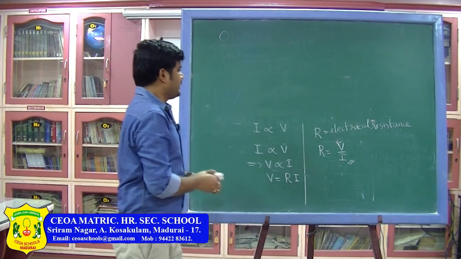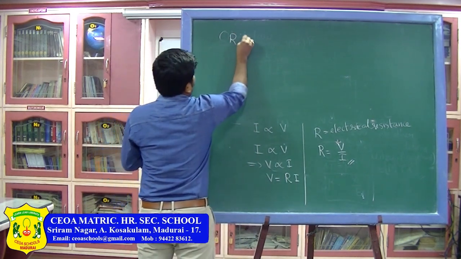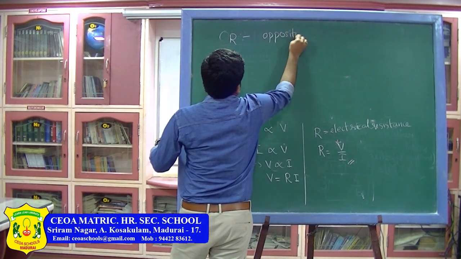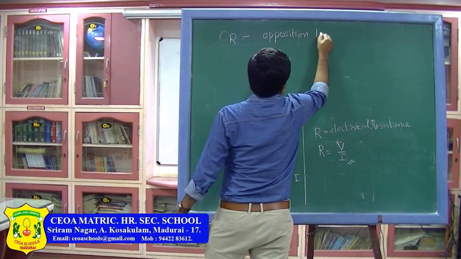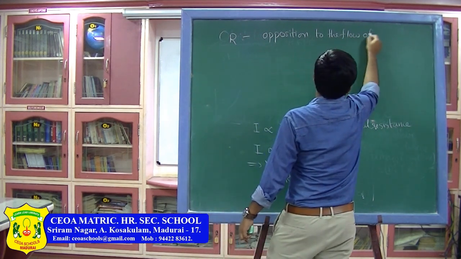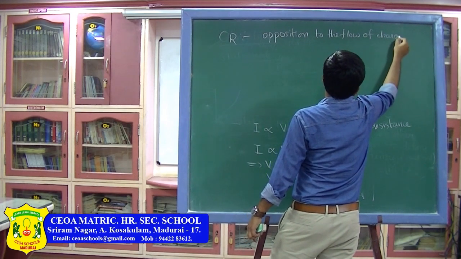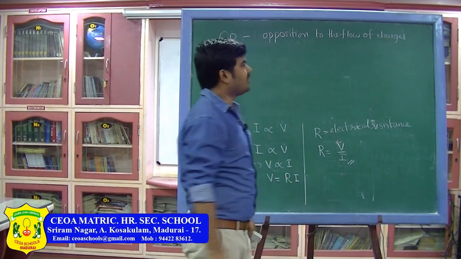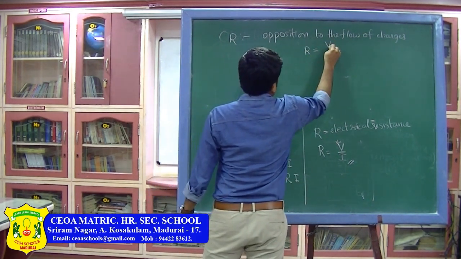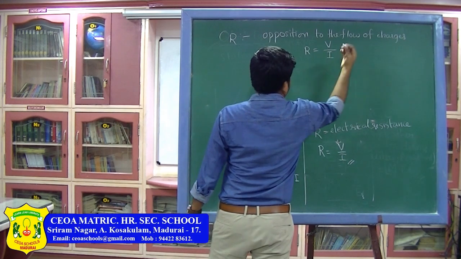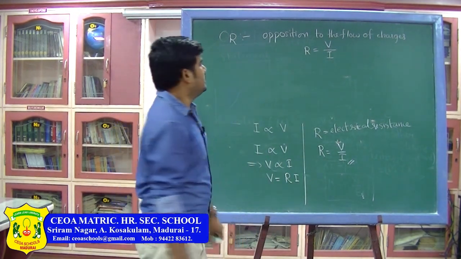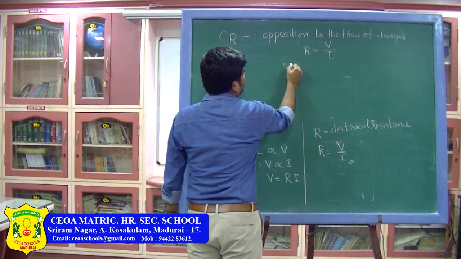So, electrical resistance is the opposition to the flow of charges, and it is given by the ratio of applied potential difference to the current through the given conductor. So, V by I is equal to R. Now, let us define the SI unit for this physical quantity.